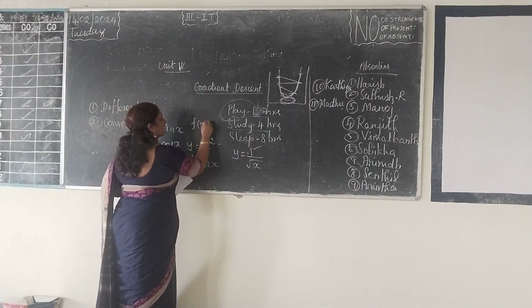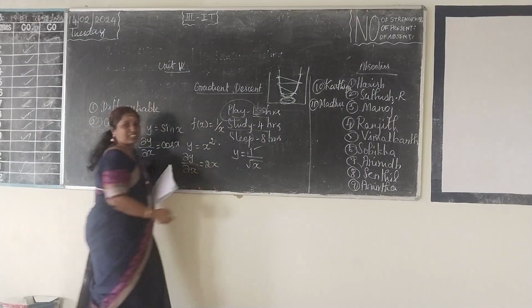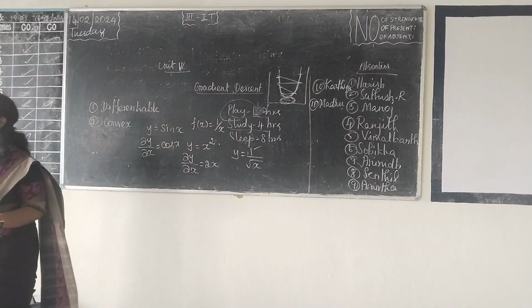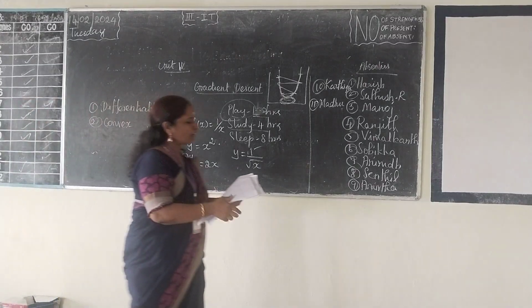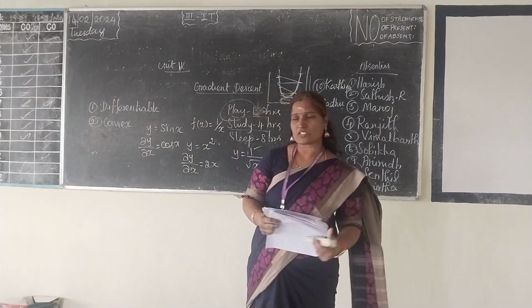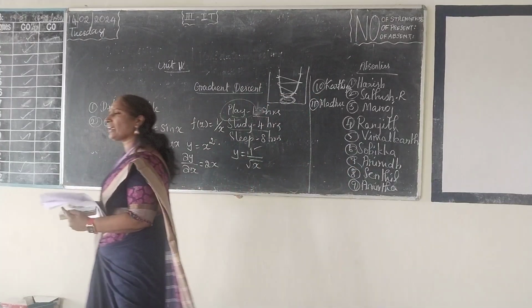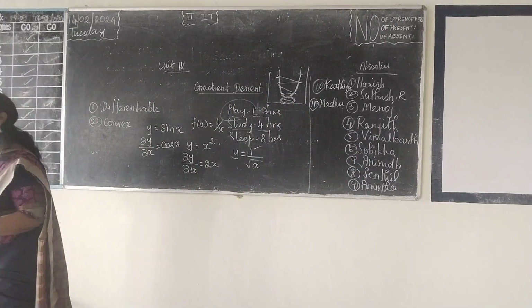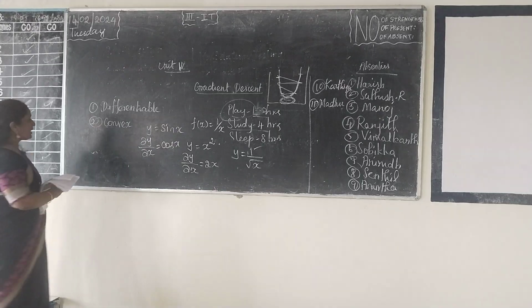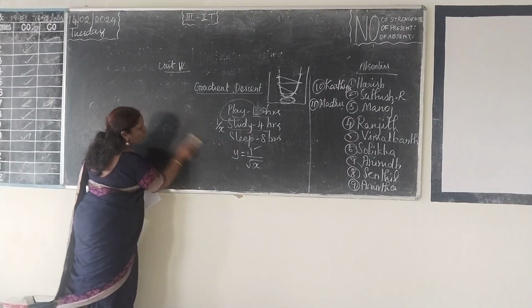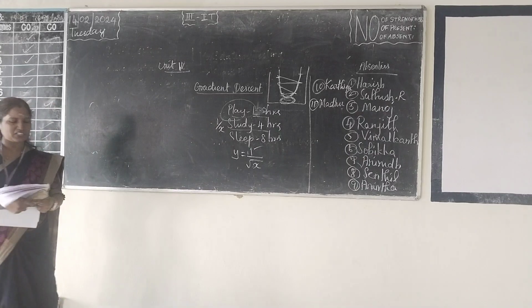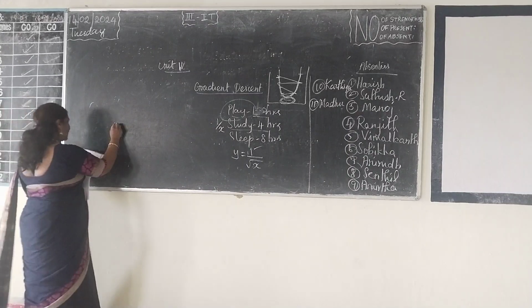Is f of x equal to 1 by x differentiable? No. So the first requirement: any function you consider must be differentiable and it must be convex. How do I say a function is convex? There is a method to find out whether a function is convex or not. The function has to be convex. I will give you an example.